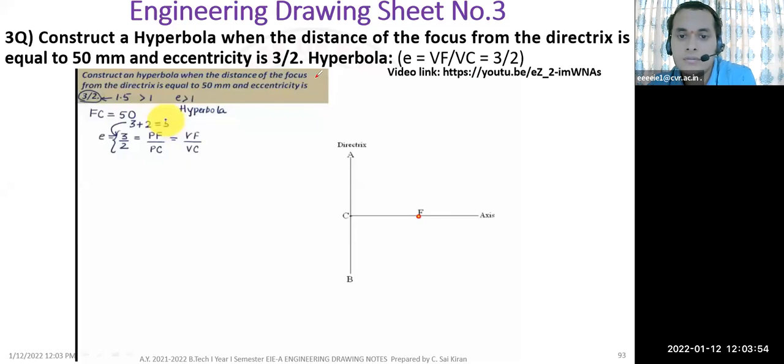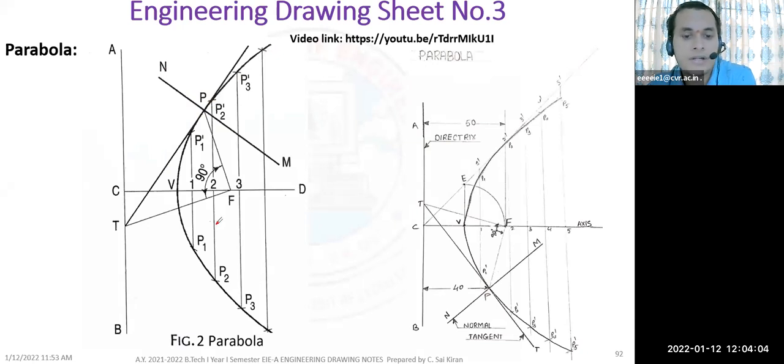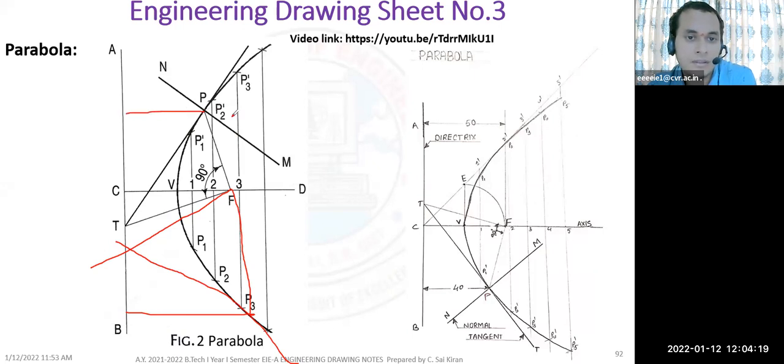If they give the tangent, draw a normal at a distance of 75 from the directrix. You may get this in a few problems, where they give another type. Suppose they give 75, then this distance is 75. You join this point and this point, and from here you can draw the tangent. If it is 50, this is the 50 line. This is the 75 line. Whatever may be the distance, whether it is 50, 40, 20, 35, whatever the distance.